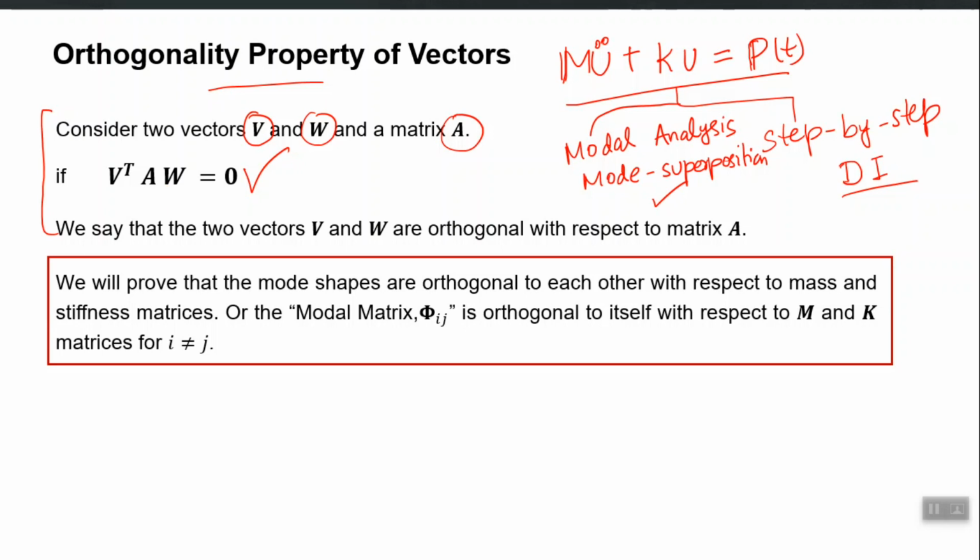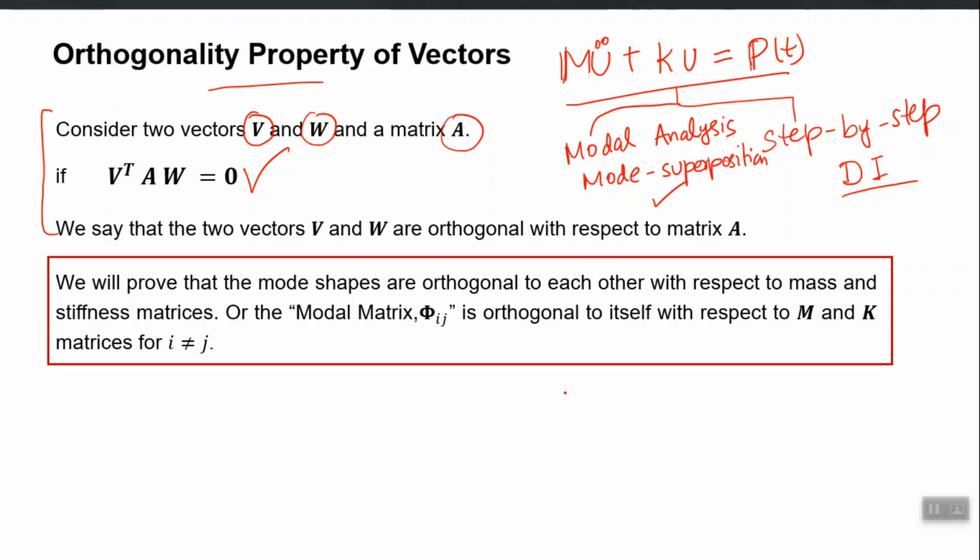Now once you understand the definition of the orthogonality property, or when two vectors are orthogonal with respect to a certain matrix, we will prove now that mode shape vectors, phi vectors, which we are now well familiar with, are orthogonal to each other. For example, the first mode is orthogonal to the second mode with respect to the mass matrix and also with respect to the K matrix. This is a special property which mode shapes have. This is their inherent property, and we can prove it.